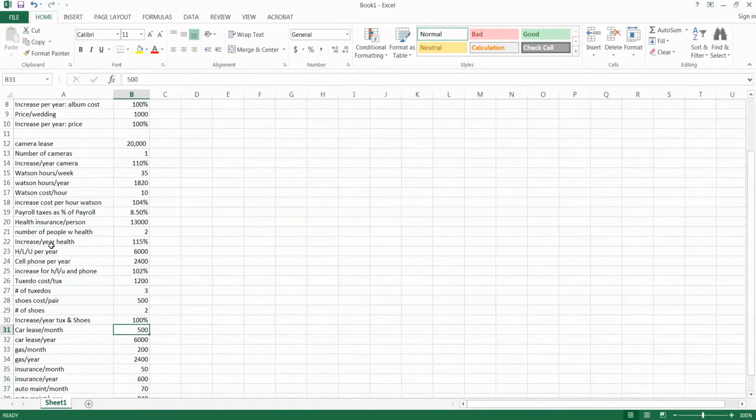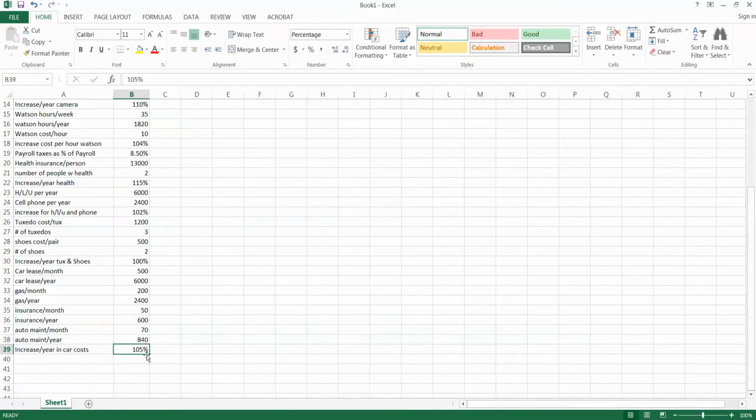Here's an interesting part. We've got our car lease per month at $500, but we don't want to express it in our spreadsheet in that way. We really need our car lease per year. So I've simply taken the next line down and put car lease per year equals 12 times my car lease per month, which is B31. I do the same thing for my gas, the same thing for my insurance, and finally the same thing for my auto maintenance. And I need to enter that my increase per year in car costs is 105%.